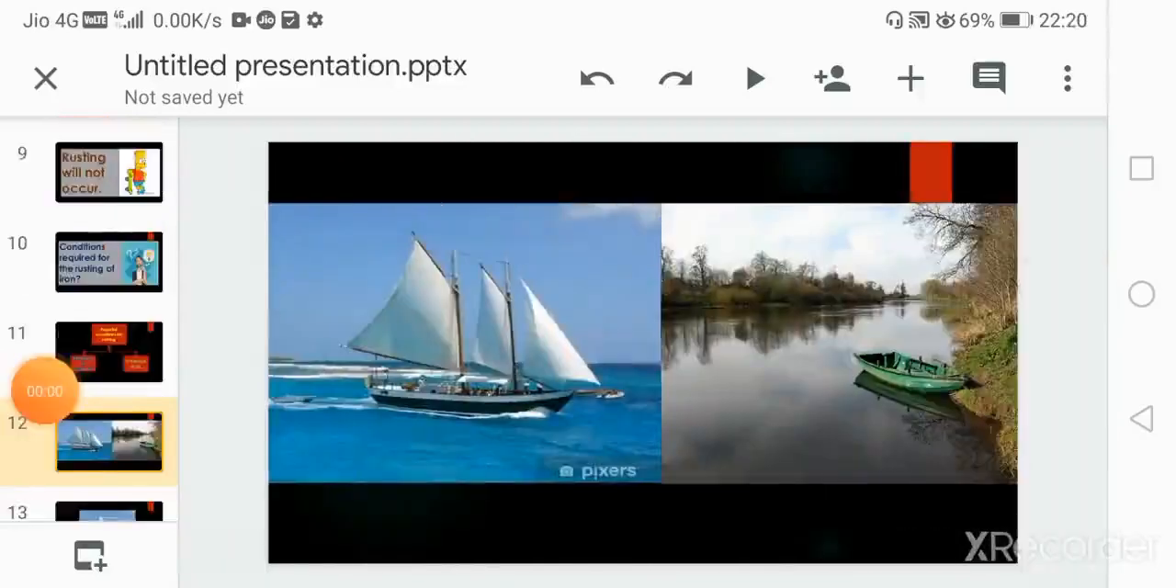Well, our last question. Students, there are two pictures on your screen, right? In the first picture, there is a ship that sails on the sea, and in the second picture there is an iron boat that sails on the river. Now let me ask you, which will rust faster and why?